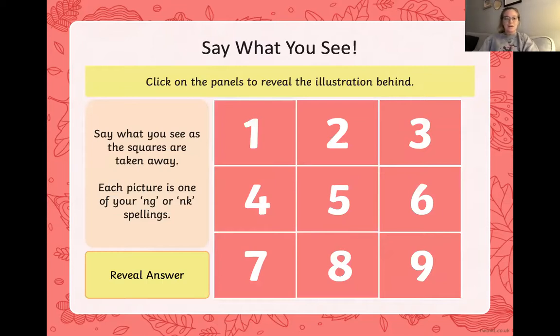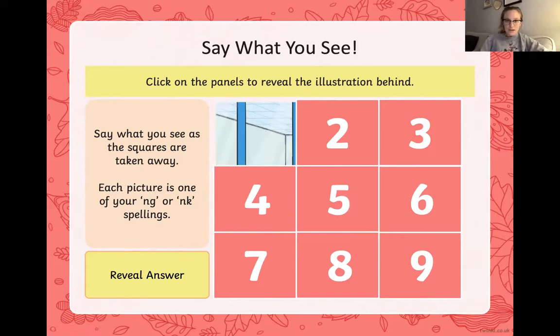All right, now we're going to play a little game called Say What You See. So we're going to click on the panels with the numbers on them to reveal the illustration behind. So you're going to see a picture and you have to say out loud what that picture is. Now, each picture is going to be one of your ing or ink words today. So let's have a go. Pick a number, any number. Let's start with number 1.